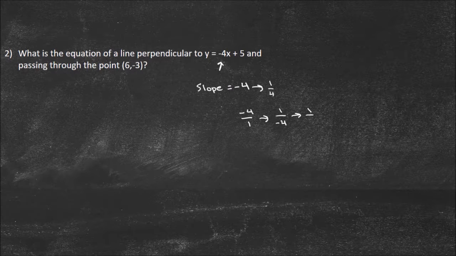This one must be positive, so it's just going to be 1/4. So both ways, same answer. So we know the slope of the line. It's going to be 1/4. But now we need to find the equation of the entire line.